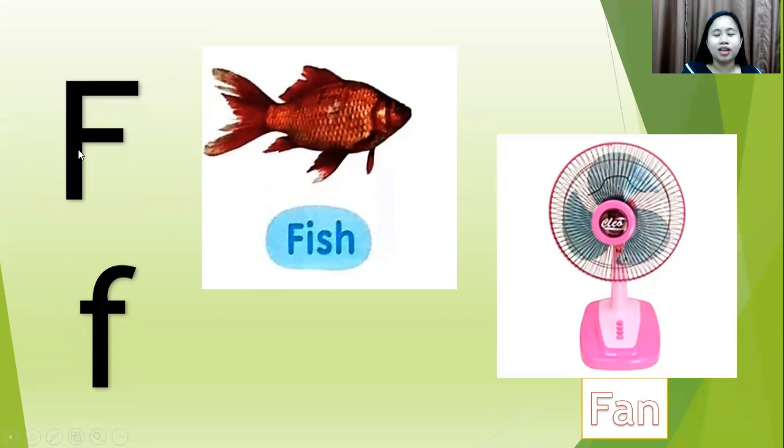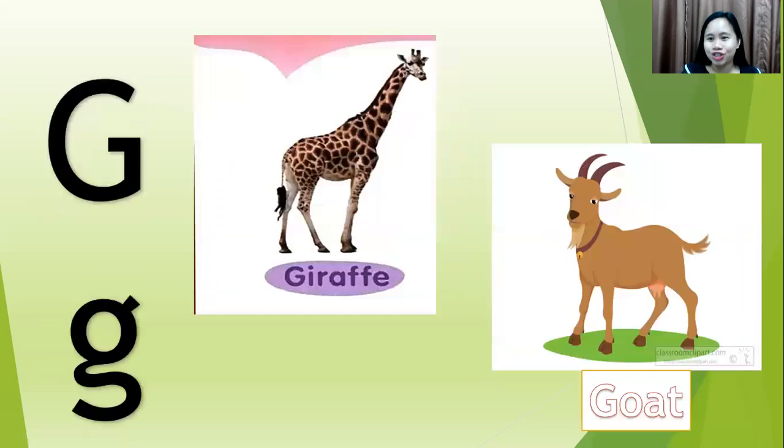Next is letter F. This is the capital letter F and this is the small letter F. What is the sound of letter F? The sound of letter F is f. Again, f. These are the examples. Fish. Again, fish. Fun. Again, fun. Very good, students.